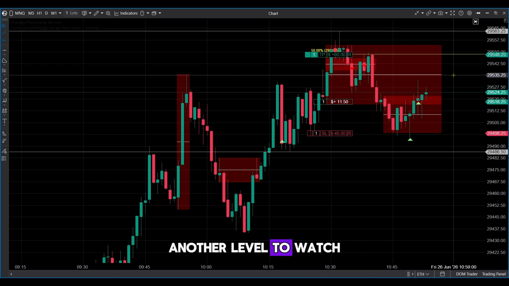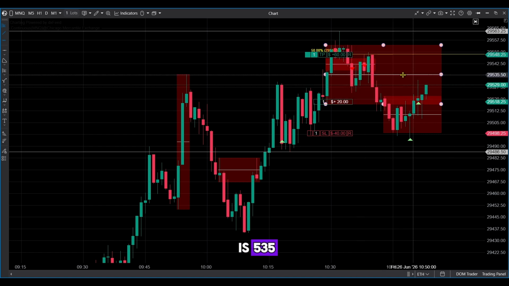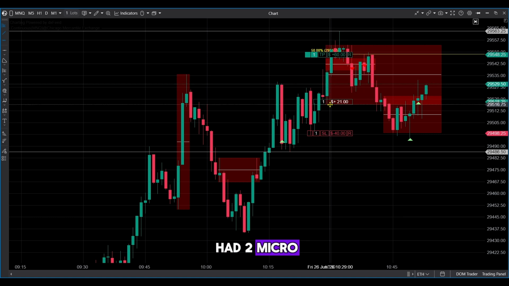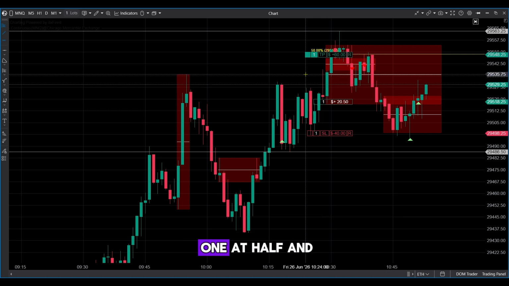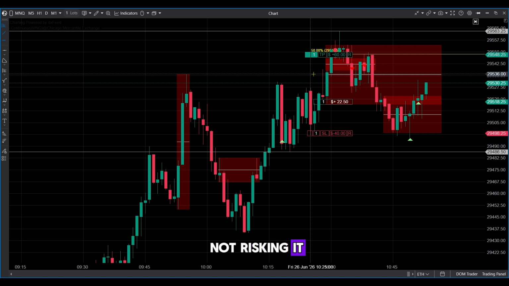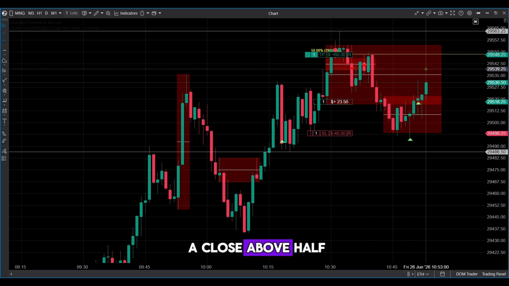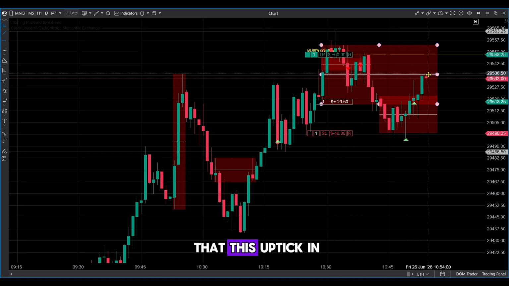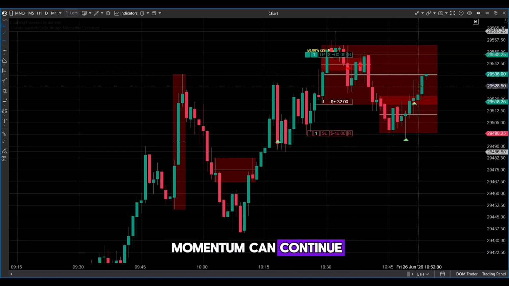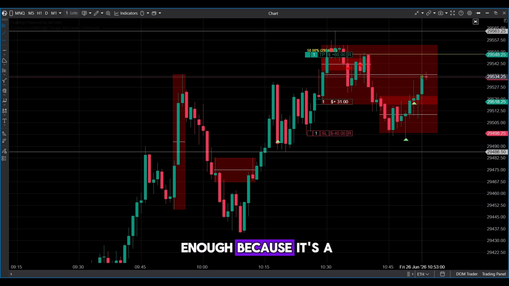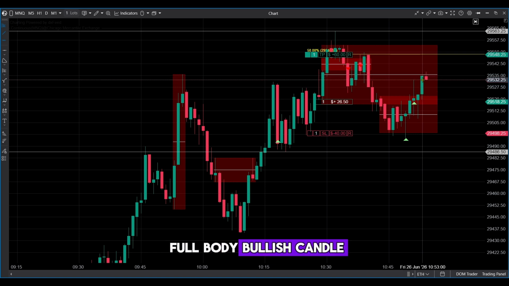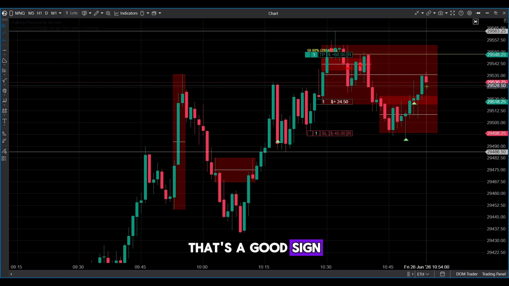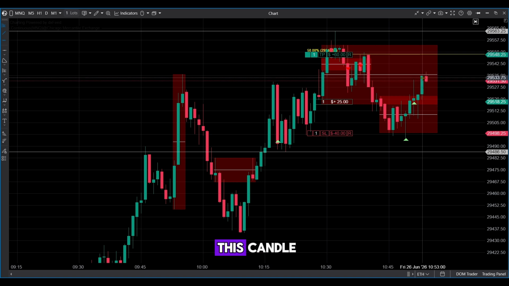Another level to watch is 535, that's half. If I had 2 micro, I would have exited one at half and not risking it. But if I see a close above half, I will be determined that this uptick in momentum can continue. Even this candle is enough because it's a full body bullish candle. That's a good sign. No wicks whatsoever on this candle.